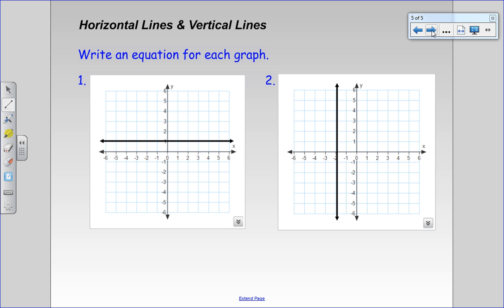It's also possible to work in reverse. Given the graph of a horizontal or vertical line, we can easily determine the equation for that graph. In example number 1, we see a horizontal line passing through 1 on the y-axis. So its equation is y equals 1. In example 2, we see a vertical line passing through -2 on the x-axis. So its equation is x equals -2.